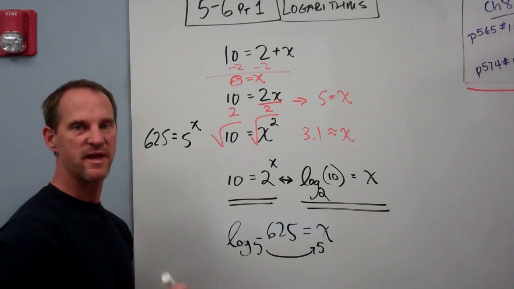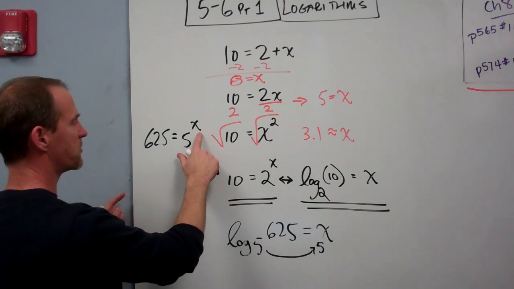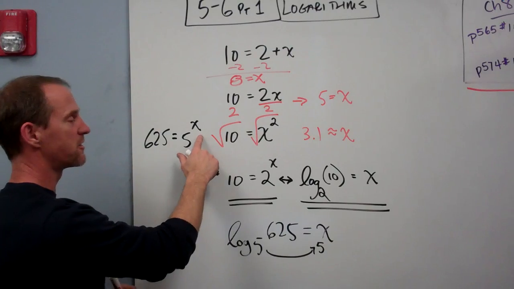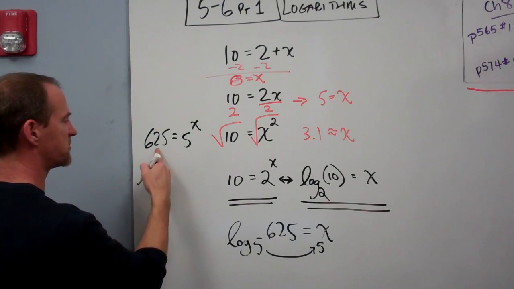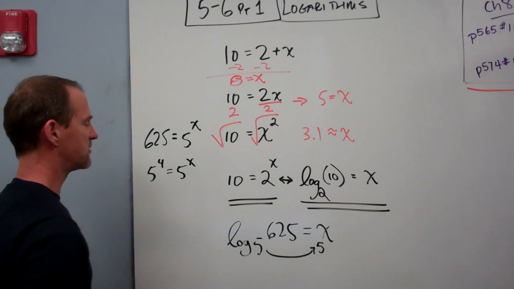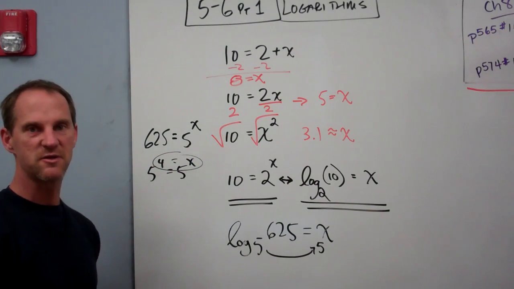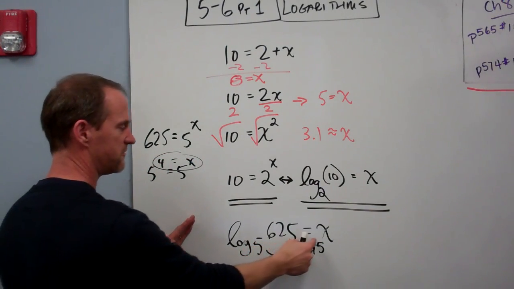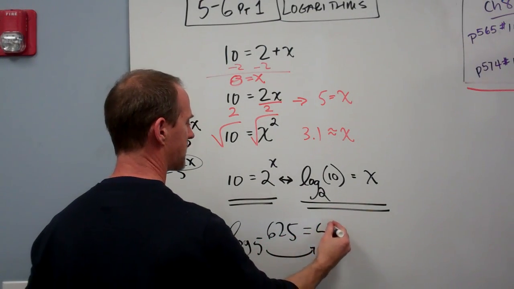Okay? This is where that handy sheet of numbers comes in. 5 squared is 25. 5 to the 3rd is 125. 5 to the 4th equals 625. So 5 to the 4th is going to be equal to 5 to the x. So clearly x is equal to 4. Or this whole value then will be equal to 4. And I've solved it. All right?